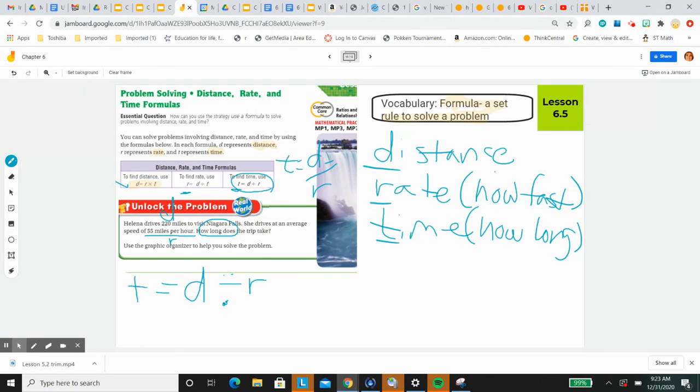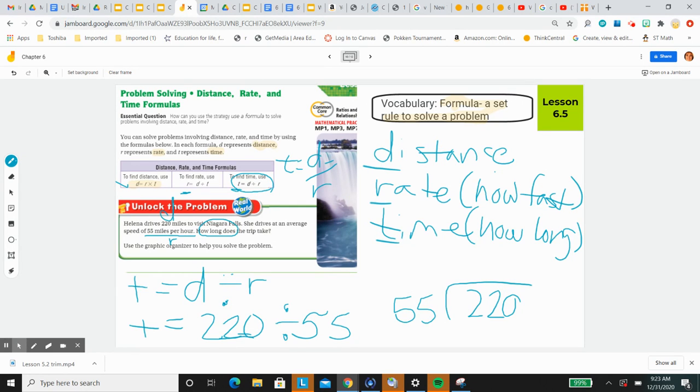All right, so let's fill in the unknowns. I'm going to keep the t, is equal to 220 divided by, what is my rate? 55. Okay, so you have a division problem. Remember the first one goes in the box, so you have 220. We're going to divide that by 55. It doesn't go into 2, so it has to go all the way into 220.